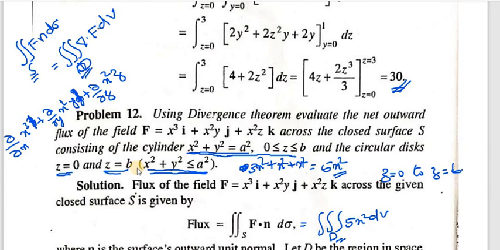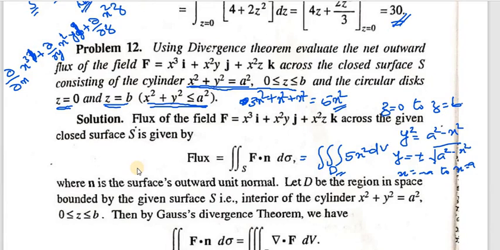So if you take y² = a² - x², then y should vary from y = minus root of a² - x² to plus root of a² - x². When y = 0, x = a, therefore x should vary from x = -a to x = a. Therefore the limits of integration of y is from minus root of a² - x² to plus root of a² - x². The limit of integration of x is -a to a. The limit of integration of z is z = 0 to z = b.